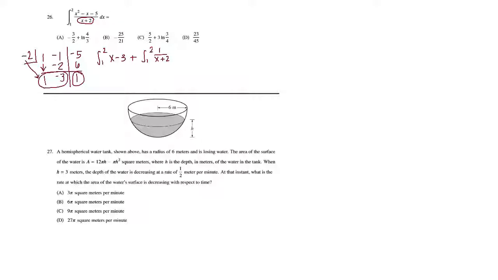Okay, now let's go ahead and integrate. So x minus 3, if we integrate this, we're going to have 1/2 x squared minus 3x. And we are going to evaluate that from 1 to 2. And then over on this other side, notice 1 over x plus 2. If we integrate that, we're going to have the natural log, absolute value of x plus 2. And we're going to evaluate that from 1 to 2.